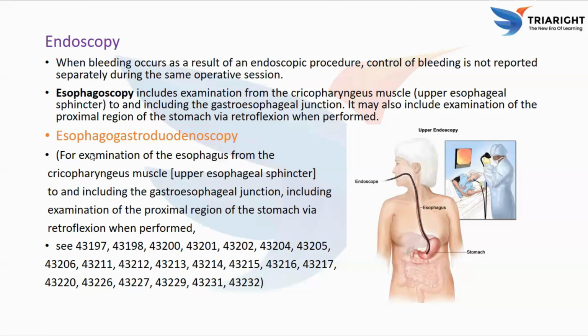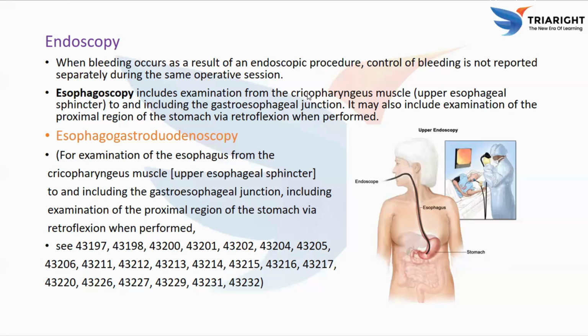Esophagoscopy. So what do you mean by esophagoscopy? It includes the examination from the cricopharyngeus muscle, which is also called the upper esophageal sphincter, down to and including the gastroesophageal junction. This may also include the proximal stomach examination via retroflexion whenever it is performed. The cricopharyngeus muscle is the upper limit, whereas the GE junction is the lower limit. Retroflexion is nothing but a scope which is bent backward to view the upper stomach.